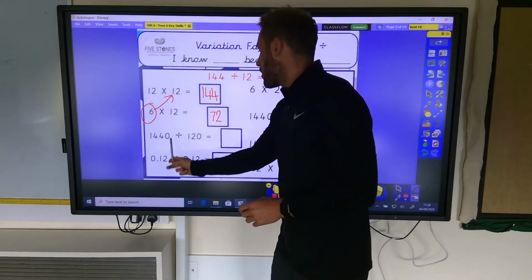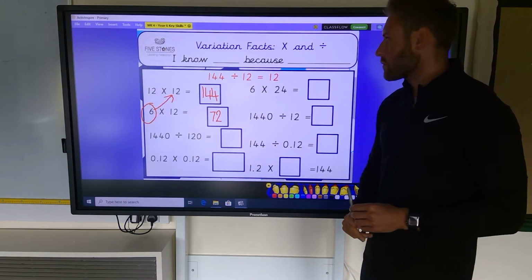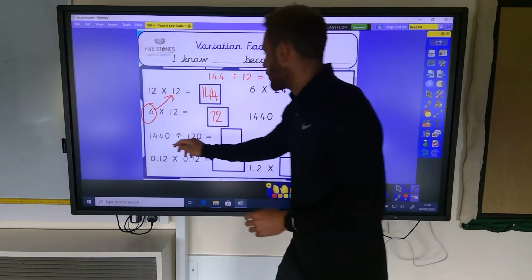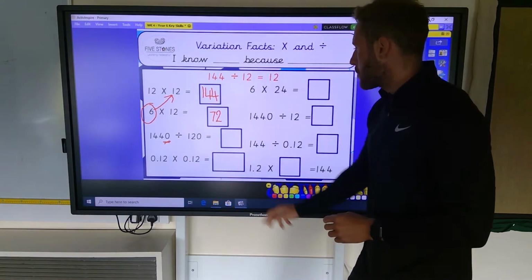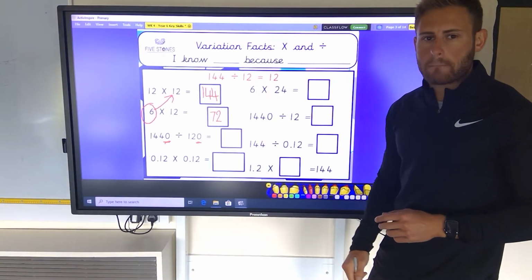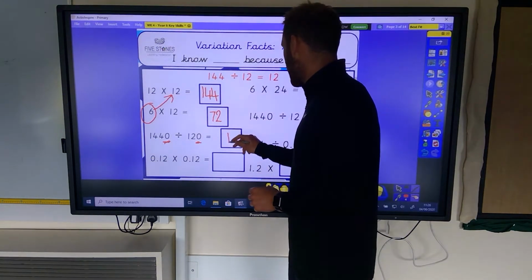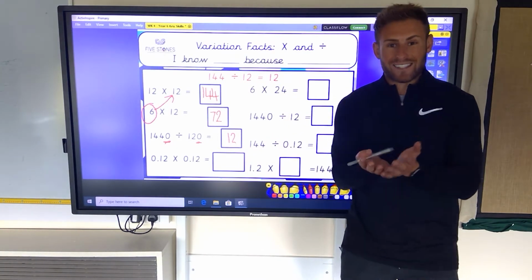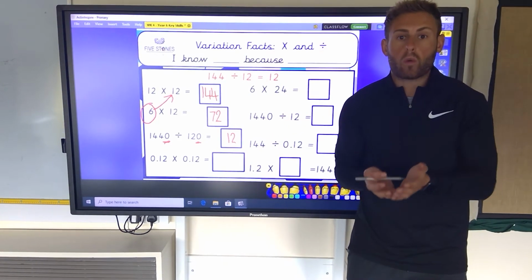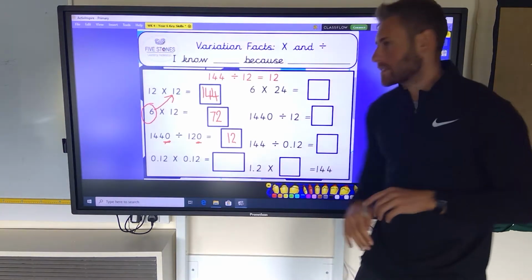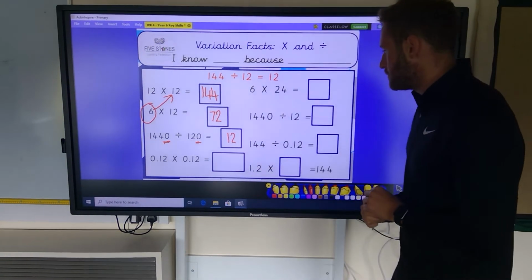Then we've got 1,440. What has happened? It's increased by 10 times, but also the divisor has increased by 10 times, meaning that the answer will actually remain the same. We've got a value that is 10 times bigger, but also what we divide it into is 10 times bigger. So that's already balanced for us to remain the same.